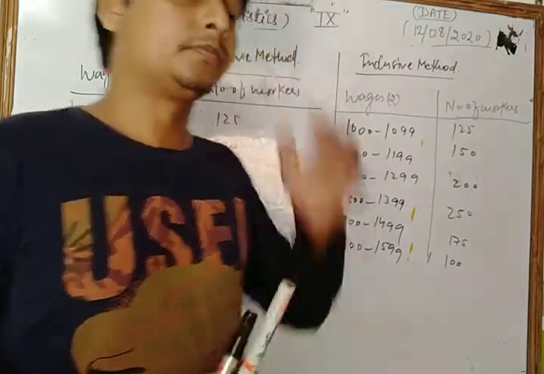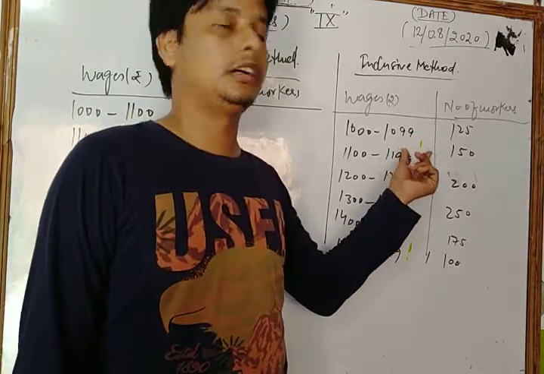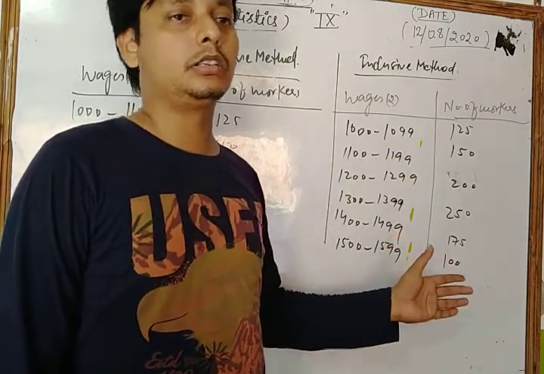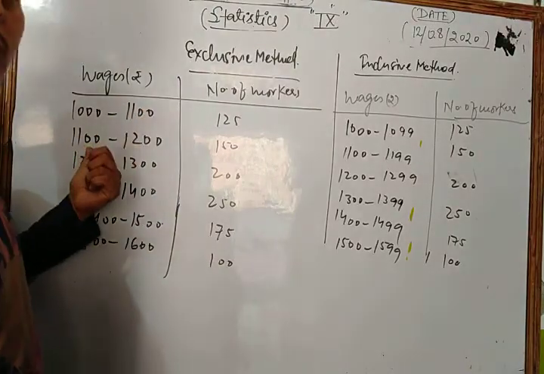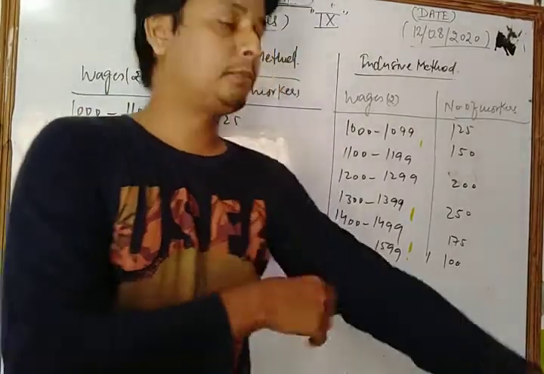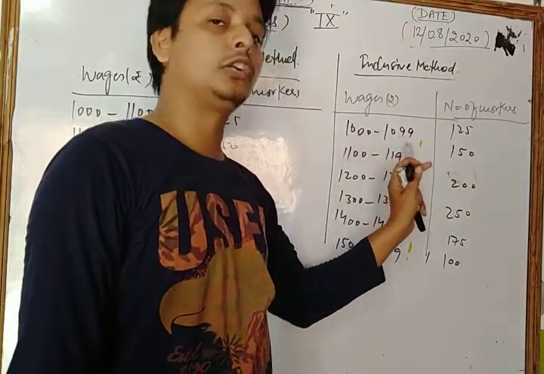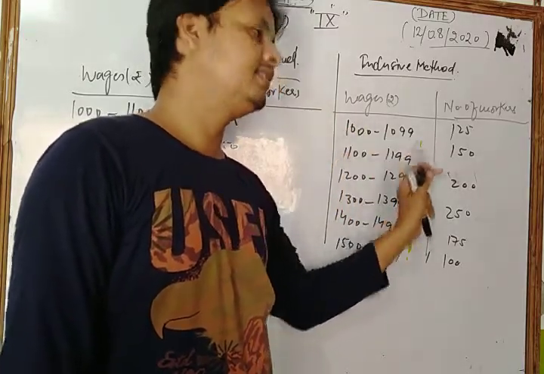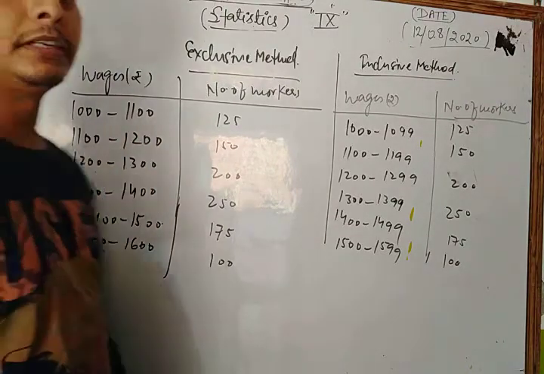Now let's see. In that type of method, the upper limit of a class is not the same as the lower limit of the next class, so that type of method is known as the inclusive method. And here the upper limit of one class is the same as the lower limit of the next class, so that type of method is known as the exclusive method. The second important thing, dear students, is that in the inclusive method we include both limits: in each class we mention the lower limit as well as the upper limit. But in the exclusive method, the lower limit is included but the upper limit is excluded.